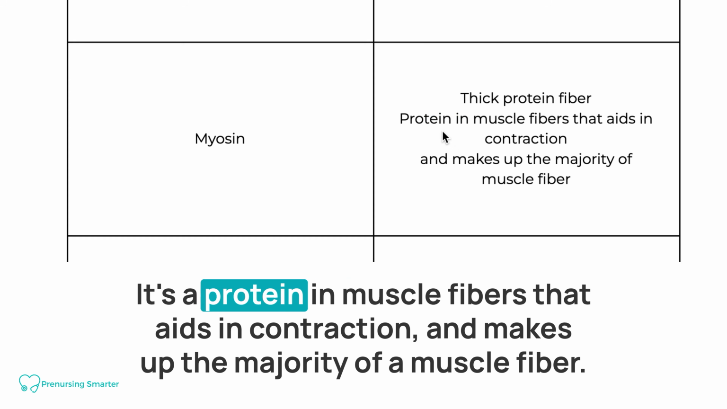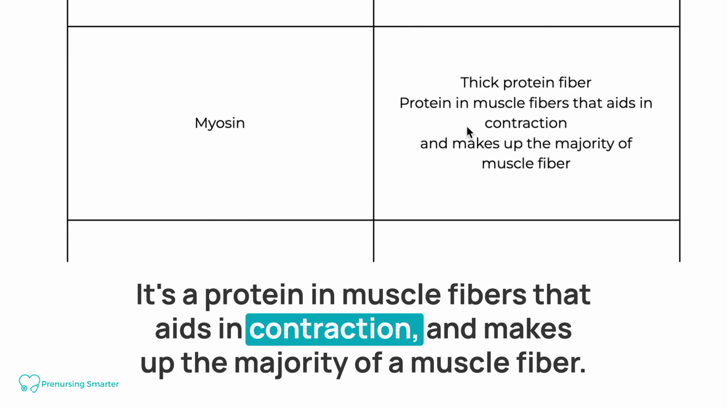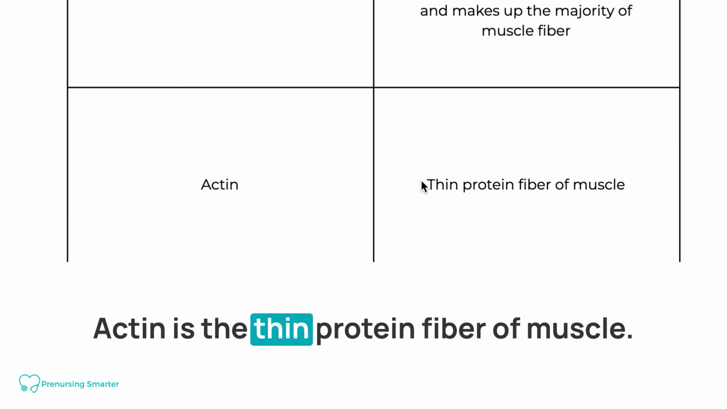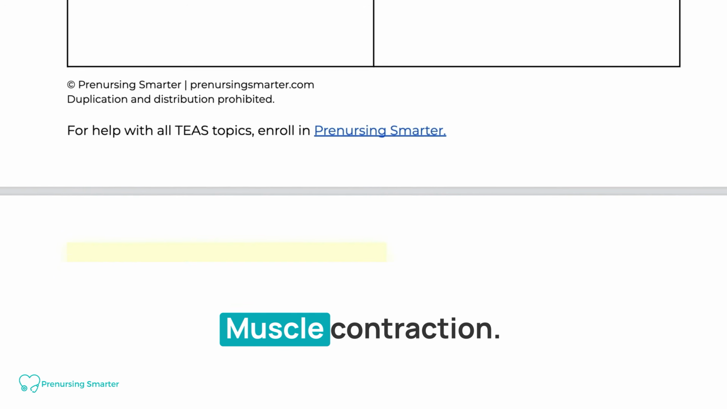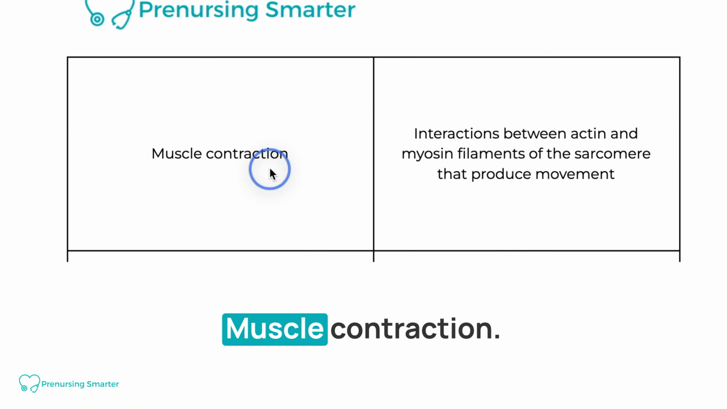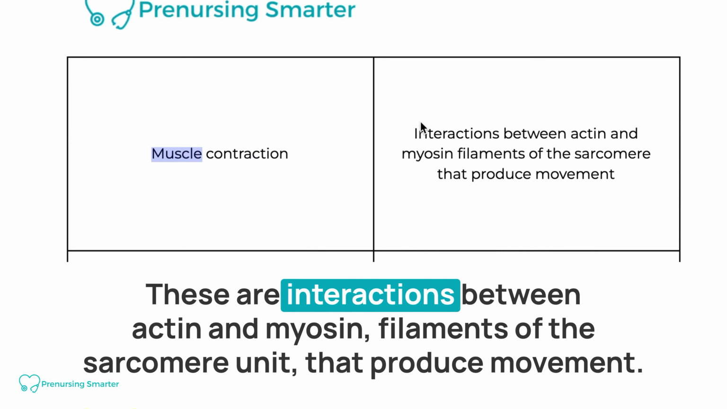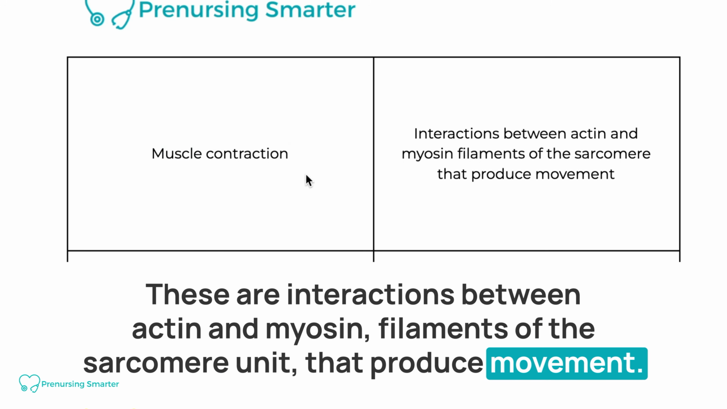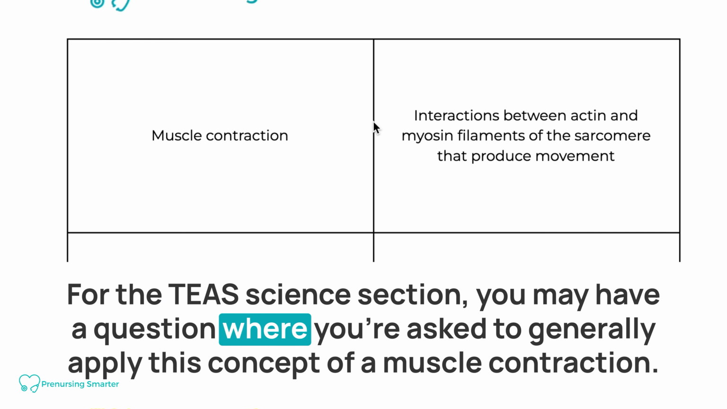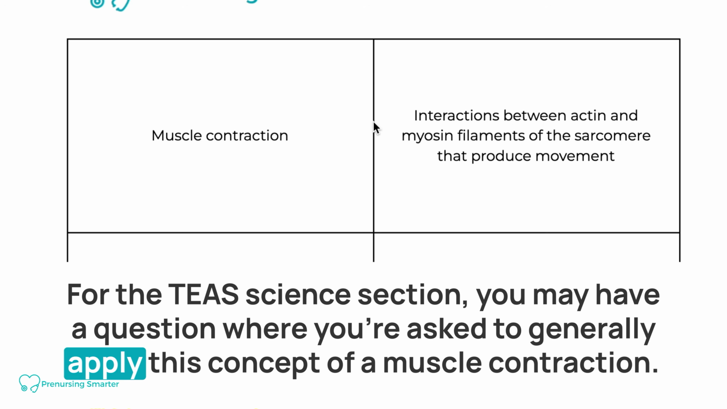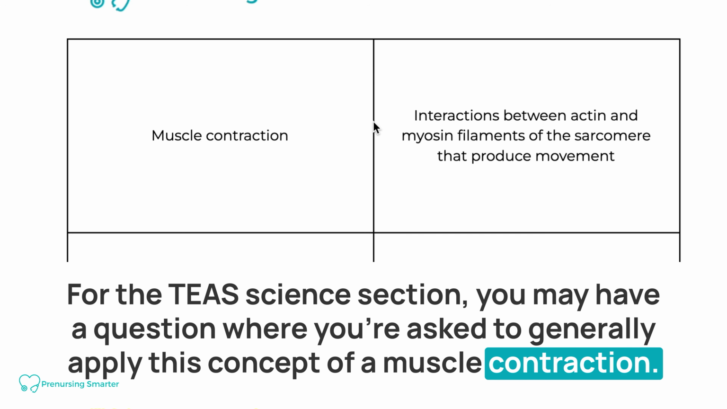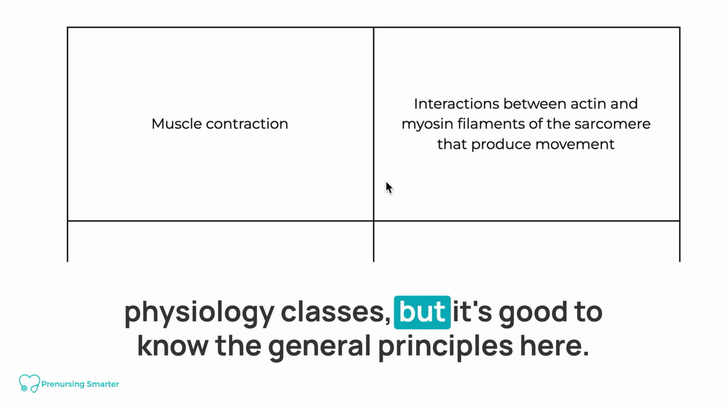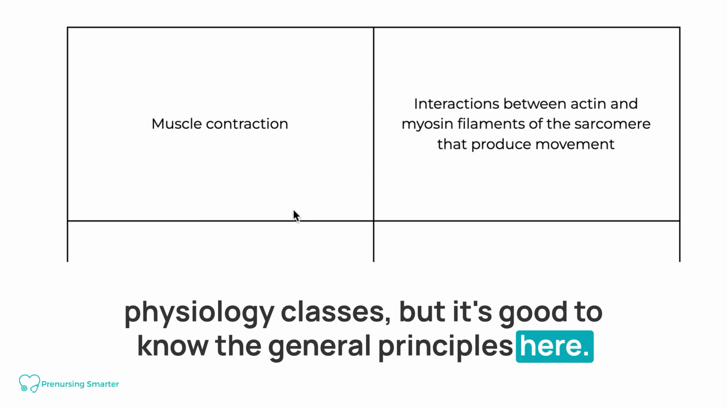Myosin, it's a protein in muscle fibers that aids in contraction and makes up the majority of a muscle fiber. Actin is the thin protein fiber of muscle. Muscle contraction. These are interactions between actin and myosin filaments of the sarcomere unit that produce movement. For the TEAS science section, you may have a question where you're asked to generally apply this concept of a muscle contraction. It probably won't get in depth as some of your college anatomy and physiology classes, but it's good to know the general principles here.